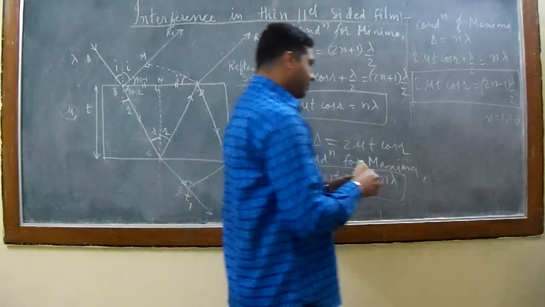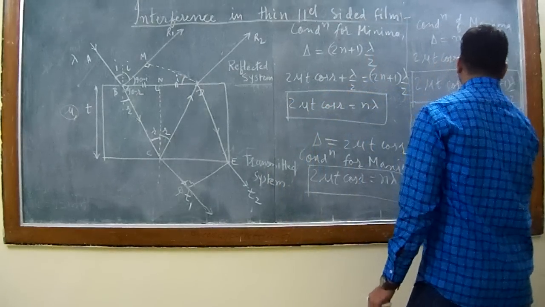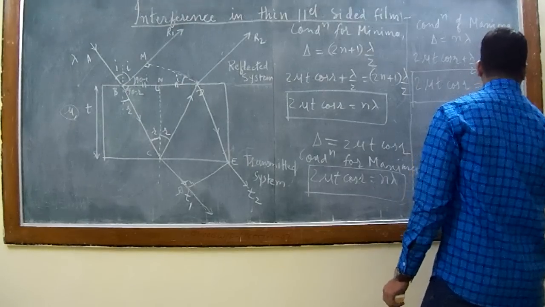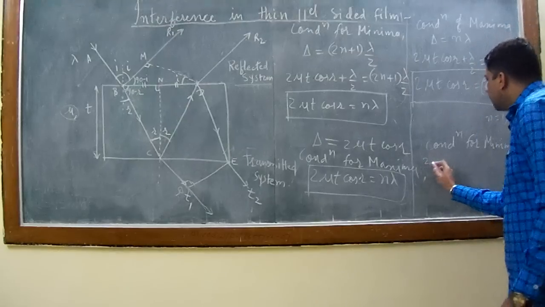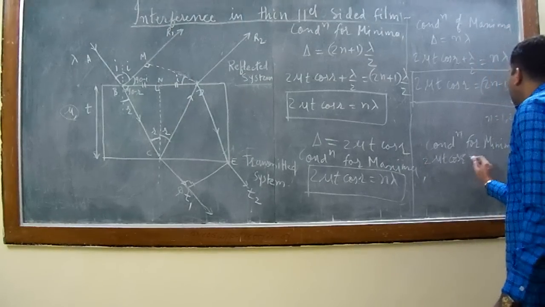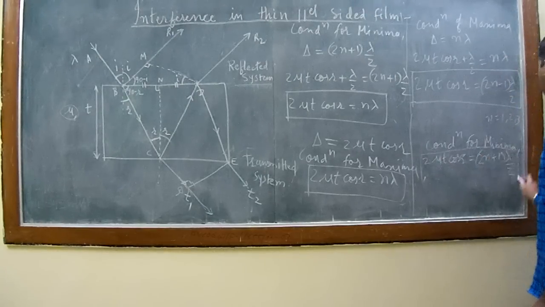And the condition for minima becomes: we equate this path difference, that is 2 mu t cos r, to an odd integral multiple of half the wavelength, that is (2n plus 1) lambda by 2, then we get the condition of minima.